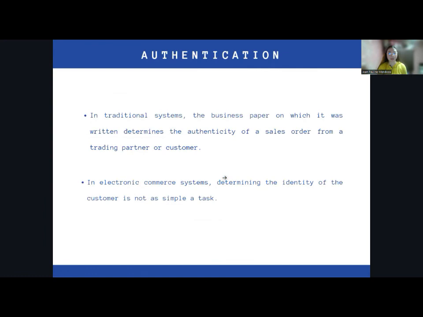So next is authentication. In traditional systems, the business paper on which it was written determines the authenticity of a sales order from trading partners or customers. In an electronic commerce system, determining the identity of the customer is not a simple task. With no physical forms to review and approve, authentication is accomplished through digital signatures and digital certificates. To perform their assurance function, accountants must develop the skill set needed to understand these technologies and these applications.